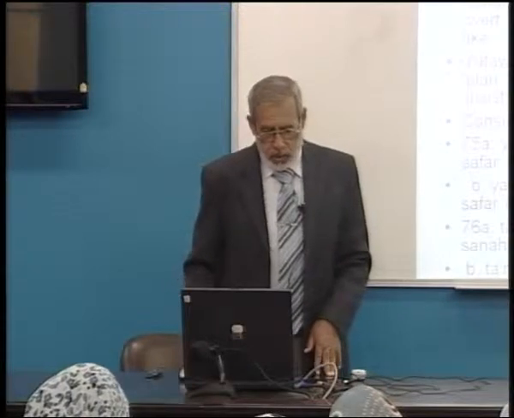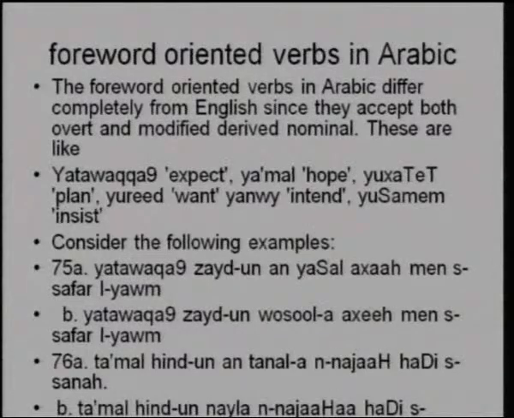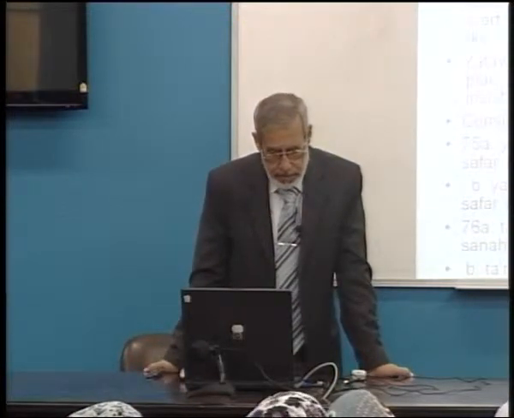Now, if you look at Arabic, we also have forward-oriented verbs. Okay? They accept both modified and overt derived nominal. يتوقع يعني expect, يخطط, يريد, ينوي, يصمم. These verbs are forward-oriented verbs. They still have the meaning that has not been fulfilled.